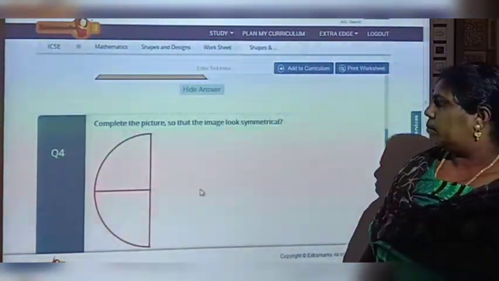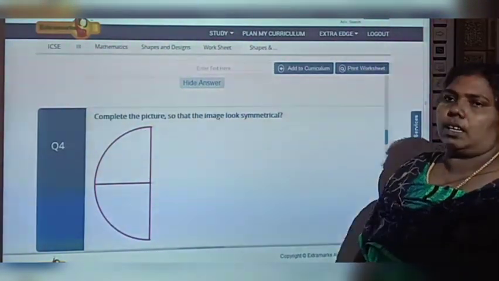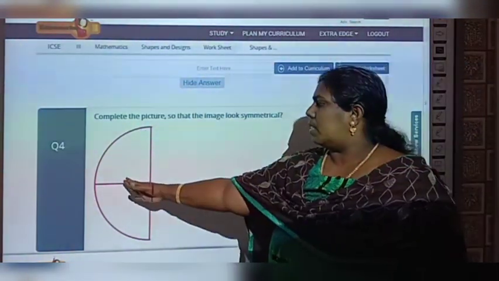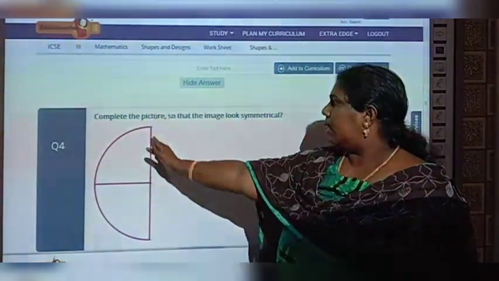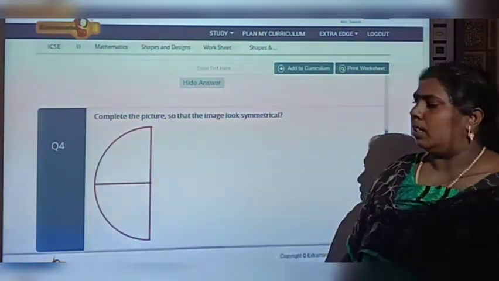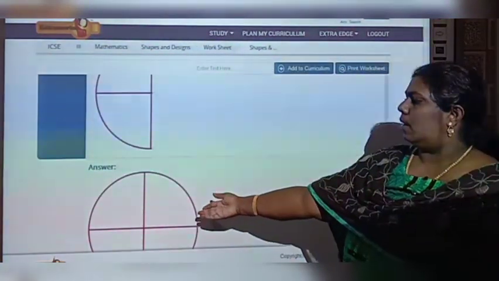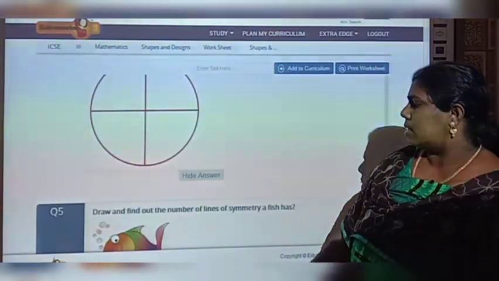See the next example: complete the picture so that the image looks symmetrical. How can we draw this diagram? The same diagram we can draw on this side also, right? Because here it is a mirror image, that means the symmetrical line is vertical, right? See the answer, like this we will get if you draw. Understand?